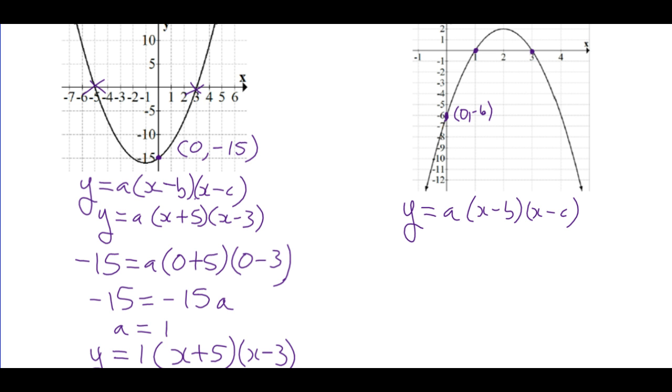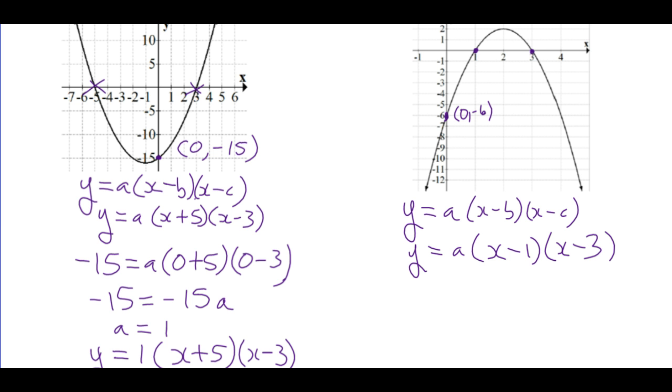Because I've got the intercepts, I'm going to substitute in. So x minus or x plus, what? How do we deal with this one? X minus 1, right? Because if I put a plus 1 in, I'm going to end up with 0. So x minus 1, and x minus 3.